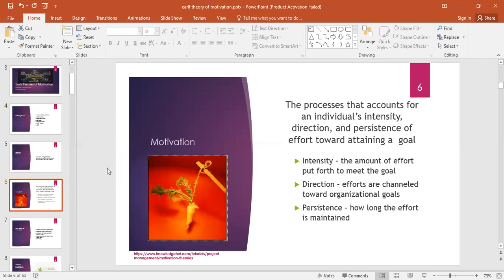First of all, we define what is motivation: the process that accounts for an individual's intensity, direction, and persistence of effort towards attaining a specific goal. What is intensity? The amount of effort put forth to meet the goal. Direction: efforts are channeled towards the organizational goal. And persistence: how long the effort is maintained.